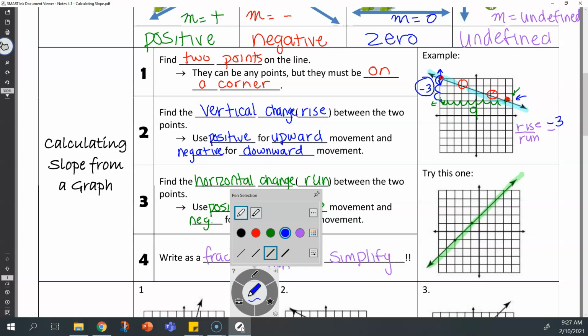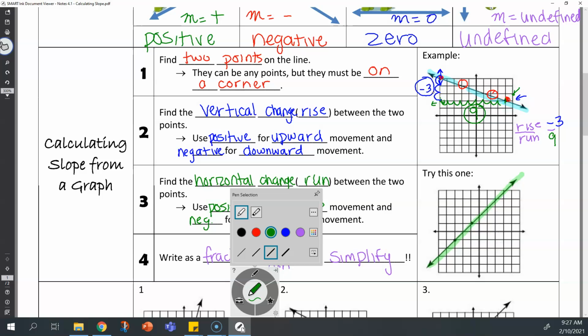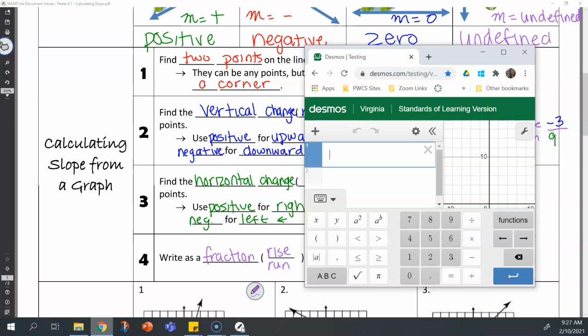My run is my side to side change. So in this case, my run was 9. That's going to go on the bottom. And then I need to simplify this. Negative 3 over 9, I need to simplify. Fortunately, I can do that in Desmos. So if I put in Desmos, I'm just going to put in my exact fraction here.